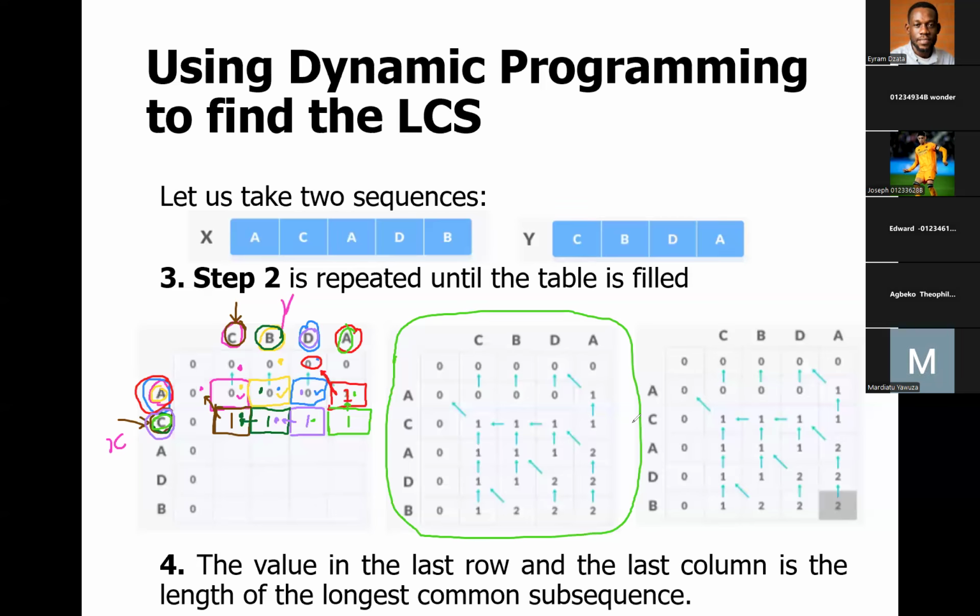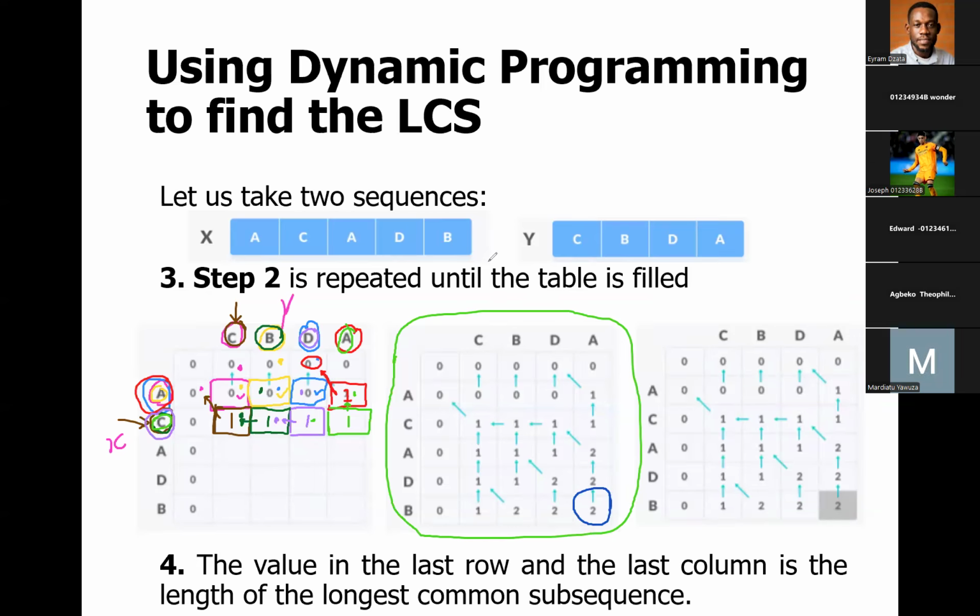Okay. Then step 4 is saying that the value in the last row and the last column is the length of the longest common sequence. So anytime you finish, the value in the last row and the last column would always give you the longest common sequence.